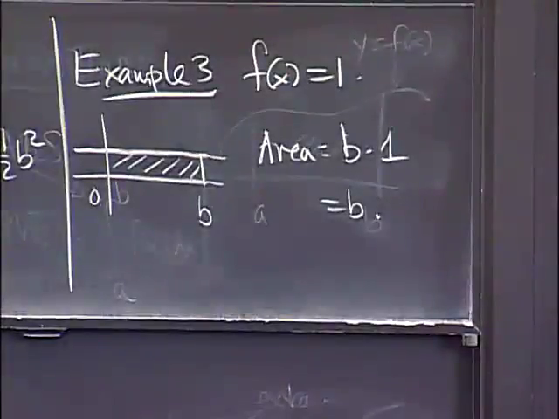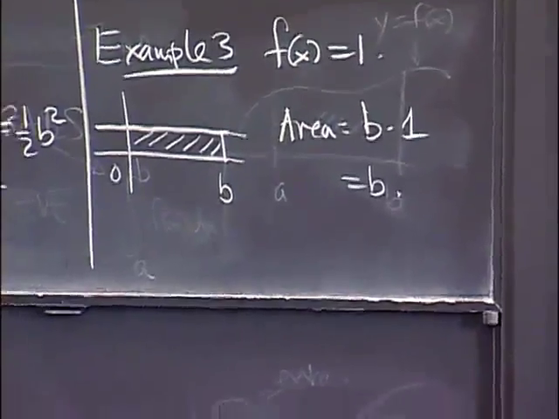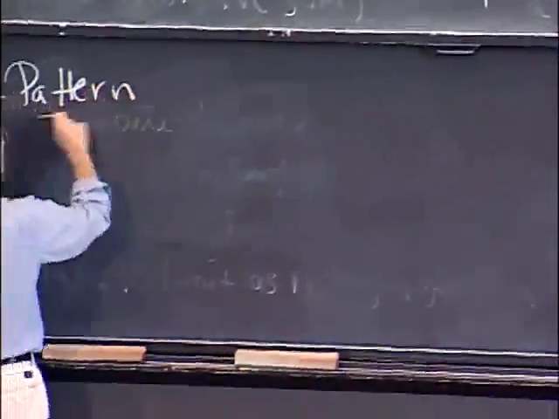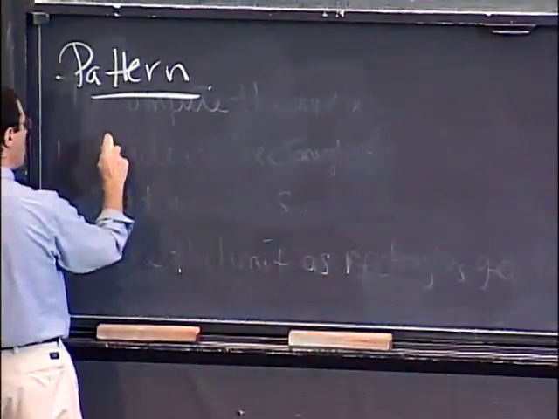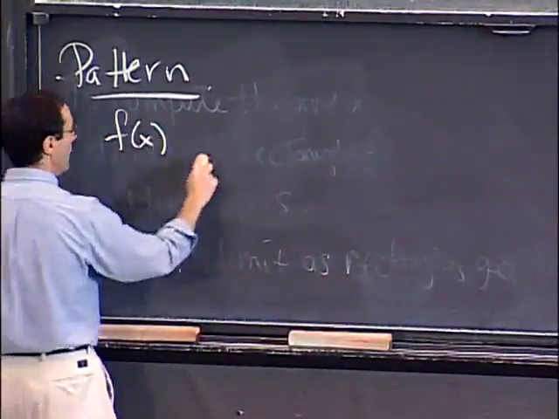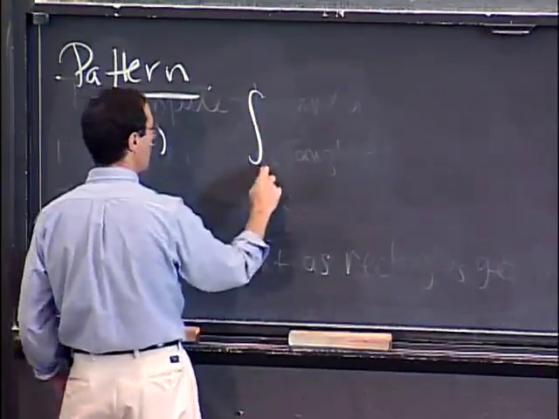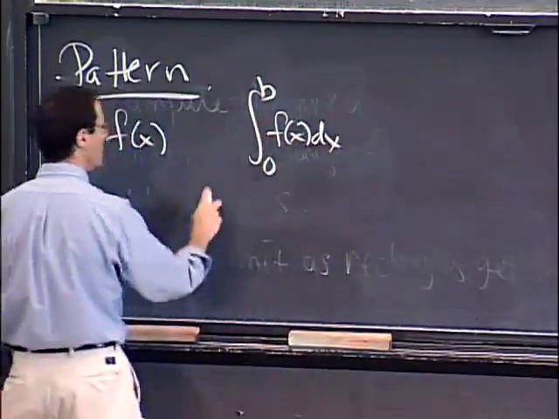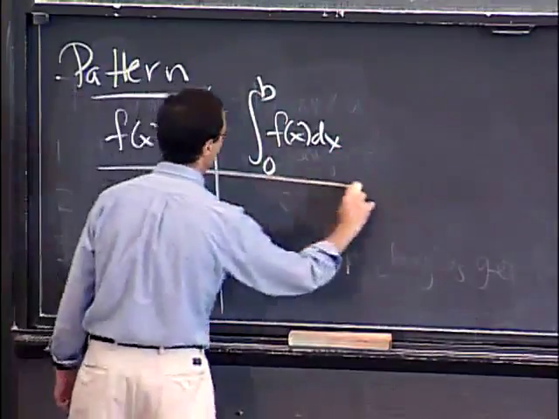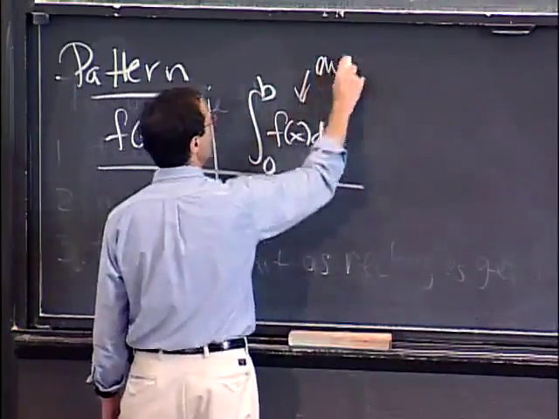Let's look now at the pattern. We're going to look at the pattern of the function, and it's the area under the curve, which has this elaborate formula. So this is just the area under the curve.